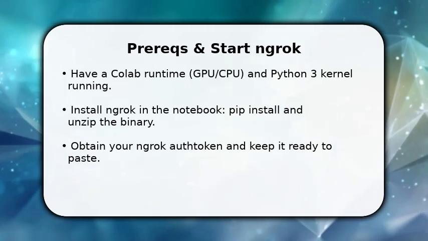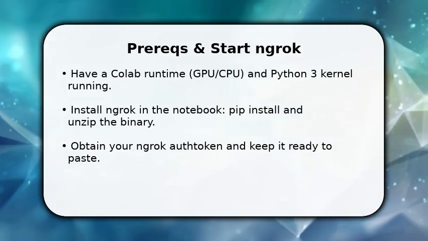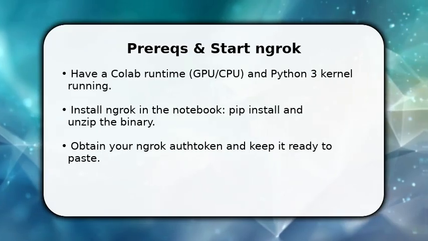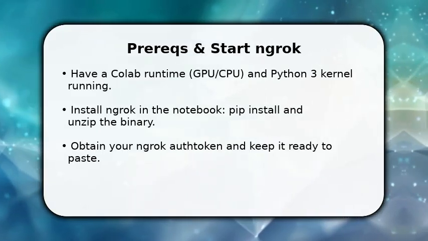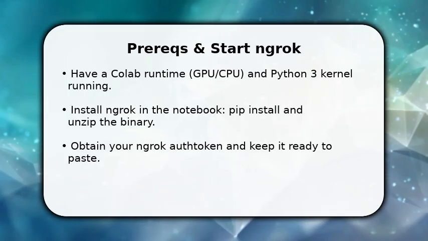Enjoy the video. You start by confirming Colab is active and Python 3 is selected. Install Ngrok with pip and place the binary in the session. This gets the tunnel client available immediately.